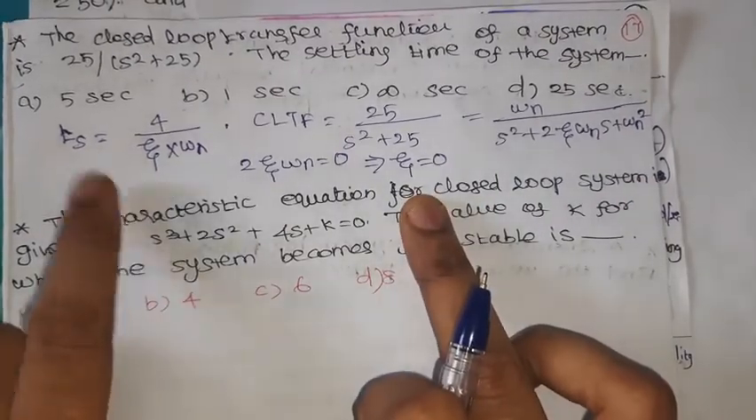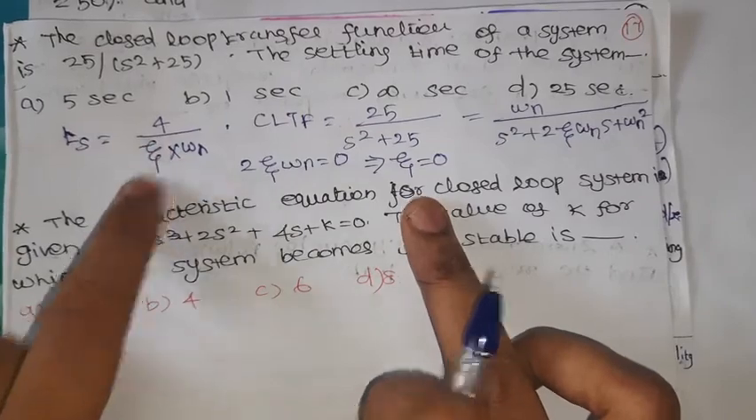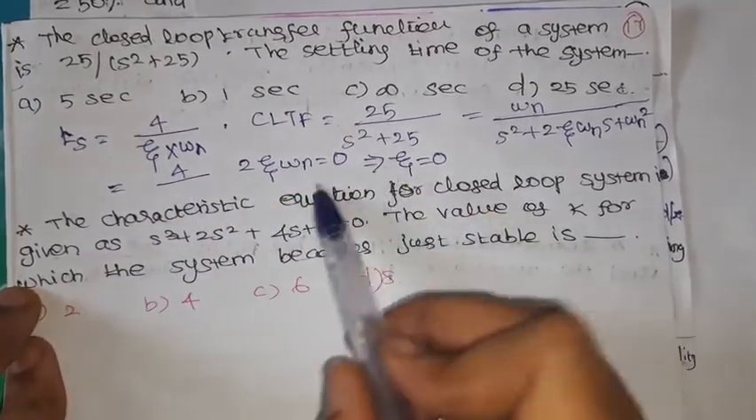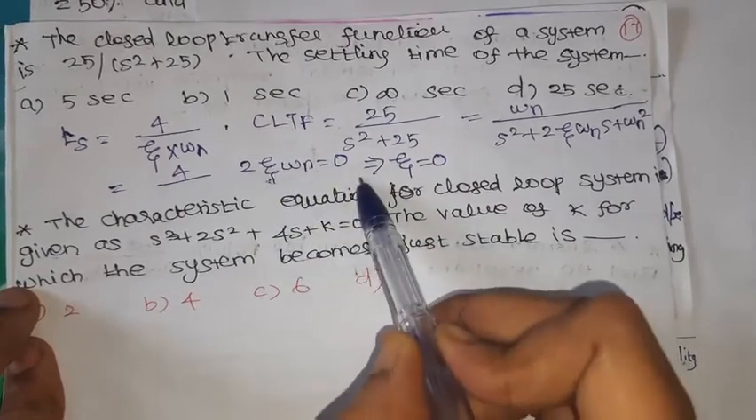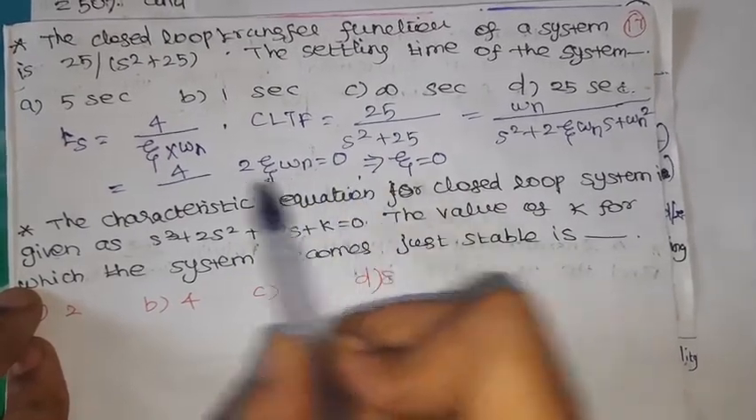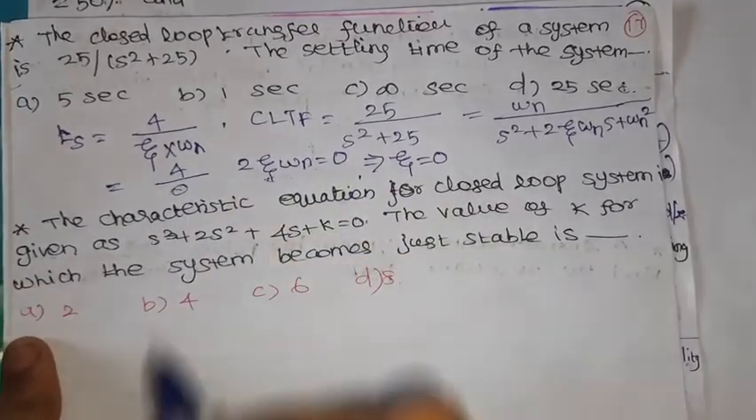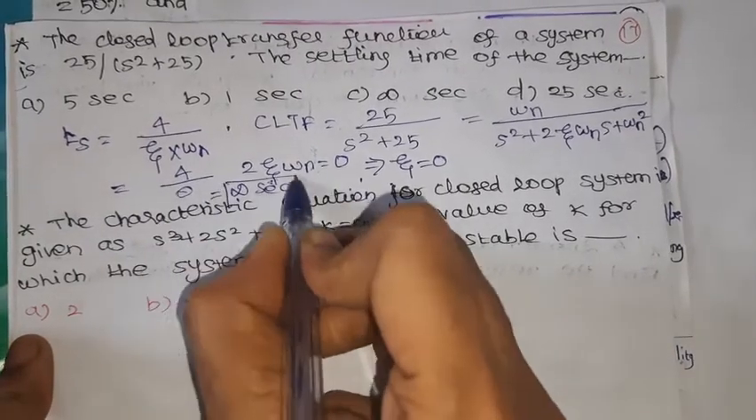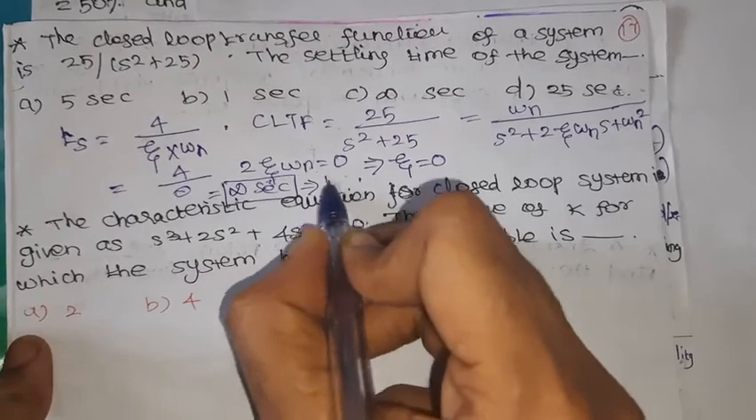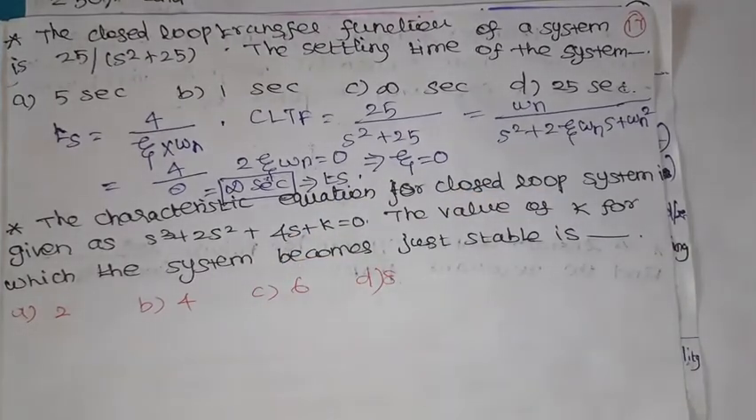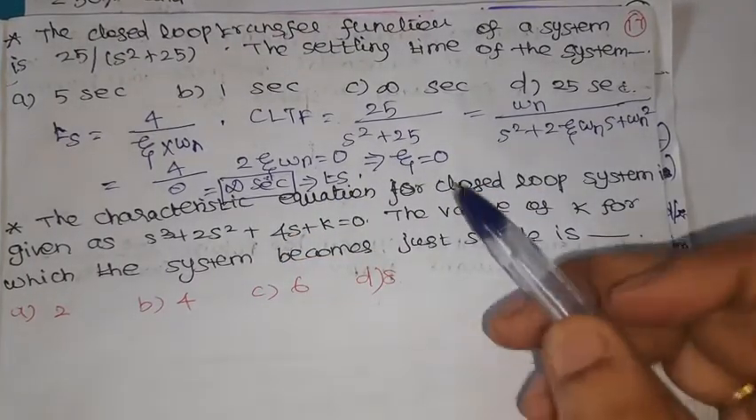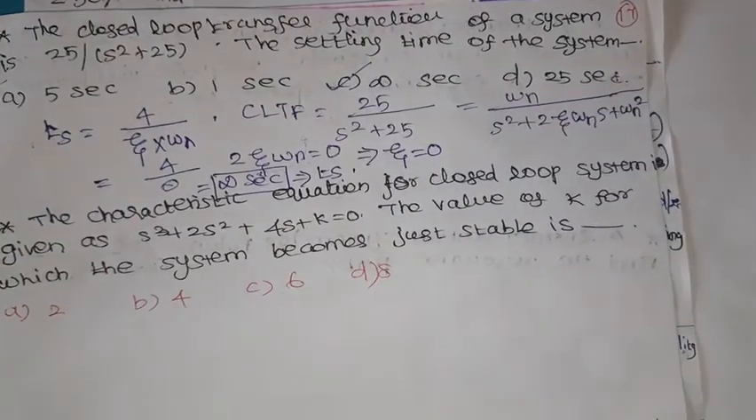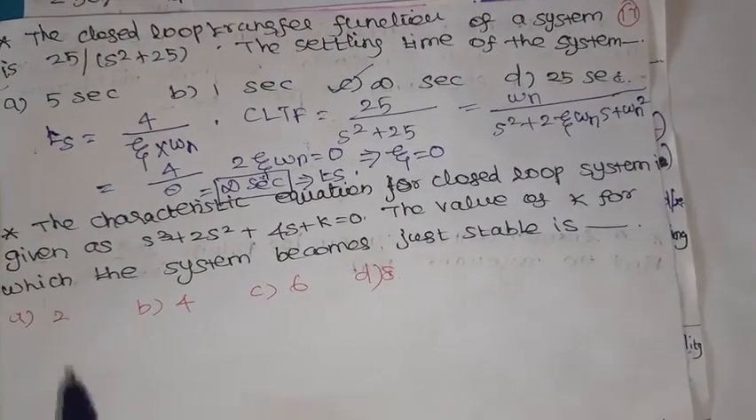So what do we need to find? Settling time, which is 4 divided by zeta into omega n. Here the zeta into omega n value is 0. So 4 divided by 0, what will we get? Infinite. Anything divided by 0 is infinite. So the settling time value is infinity seconds, which is the correct option for this problem. Option C, infinity seconds.